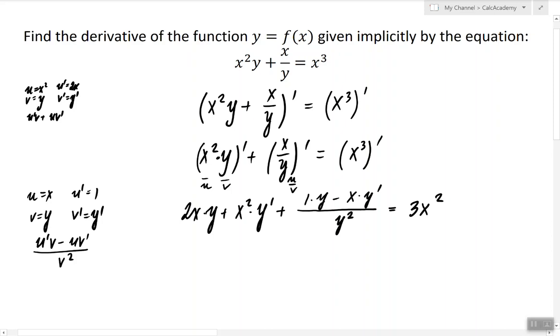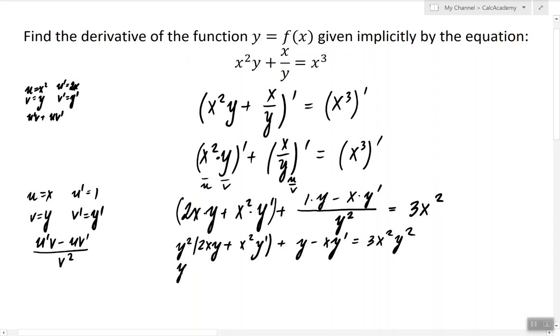So now we have to collect all the terms that have y prime in it on one side, and everything that doesn't have y prime, we should take to the other side. So to simplify, let's multiply everything by y squared. So this becomes y squared times (2xy plus x squared y prime) plus (y minus x y prime) is equal to 3x squared y squared.